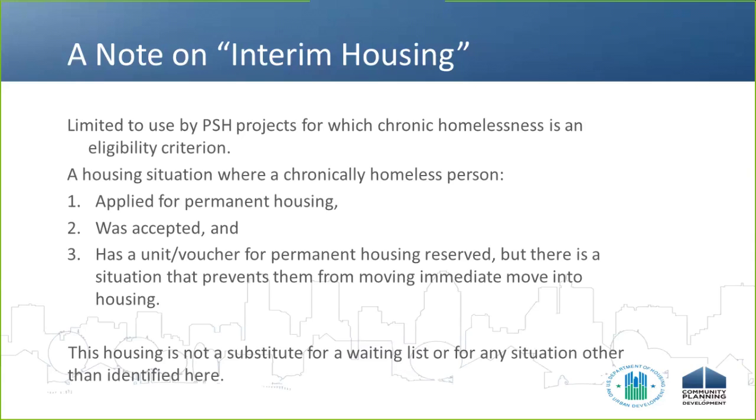For example, the unit may be awaiting a tenant moving out, or it could require repairs or painting, or the client has a voucher but is looking for a unit. Using the interim housing designation is not a substitute for a waiting list or for any situation other than what we've identified here. Now, hopefully those two examples of John moving through the system broke down 3.917 in a way that helps you.